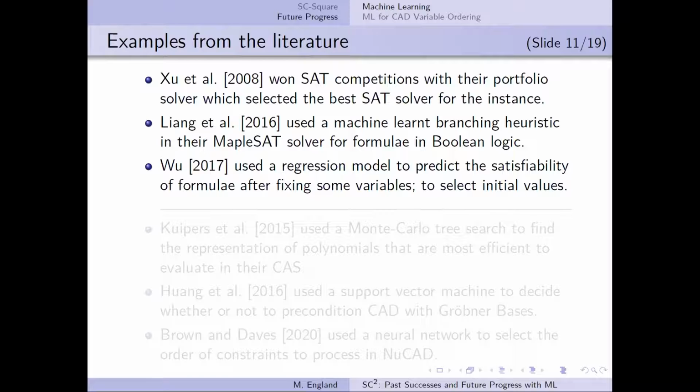More recently, there's work on machine learning for branching heuristics in SAT solvers, and I think that's going to be the topic of our next talk, or at least one of them. So I won't say too much about it now.